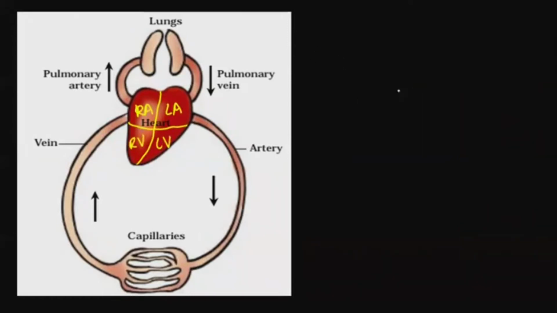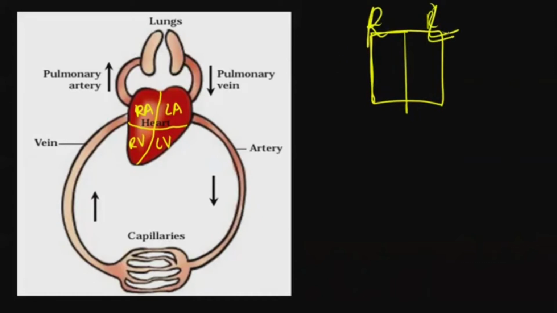One thing you have to remember is that when we draw diagrams in biology, we take the opposite. Usually this is my right and this is my left. But when we draw diagrams, this is our right and this is our left. Because, for example, if you're looking at your friend, and she's waving, okay?